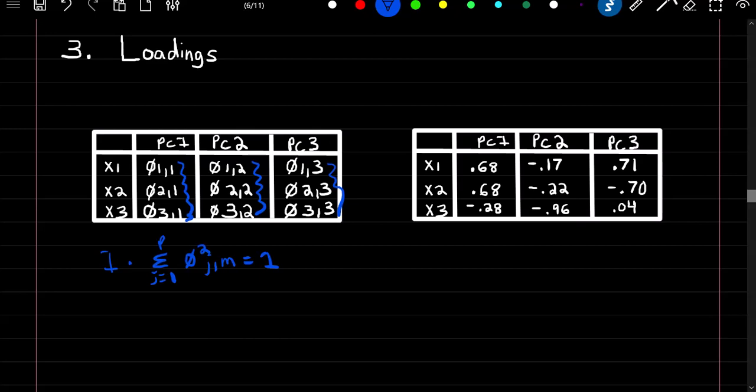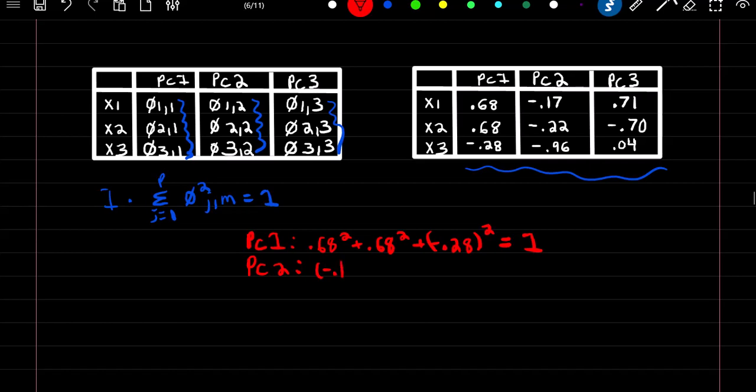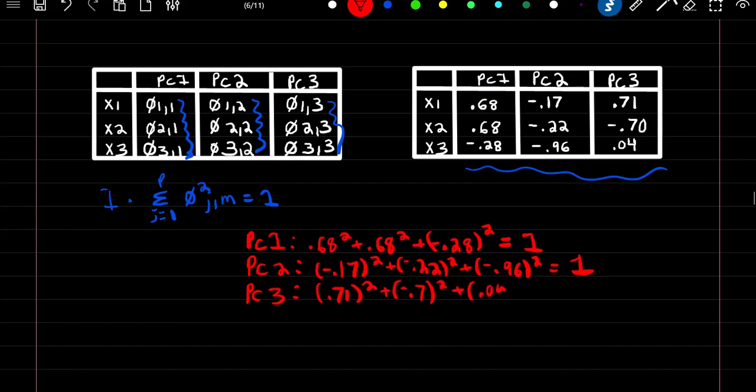And the same for principal component 3. We can test for that now on our load-ins on the right. For principal component 1, if we sum up our squared load-ins, that would be 0.68 squared plus 0.68 squared plus negative 0.28 squared, and we should get 1. If you plug that in a calculator, you will. For principal component 2, if we sum up negative 0.17 squared plus negative 0.22 squared plus negative 0.96 squared, you should get 1, which you will. And for principal component 3, 0.71 squared plus negative 0.7 squared plus 0.04 squared, you will again get 1. You can imagine how on the exam they would ask this question where they'd leave some blank and you'd want to sum it up and solve it algebraically.